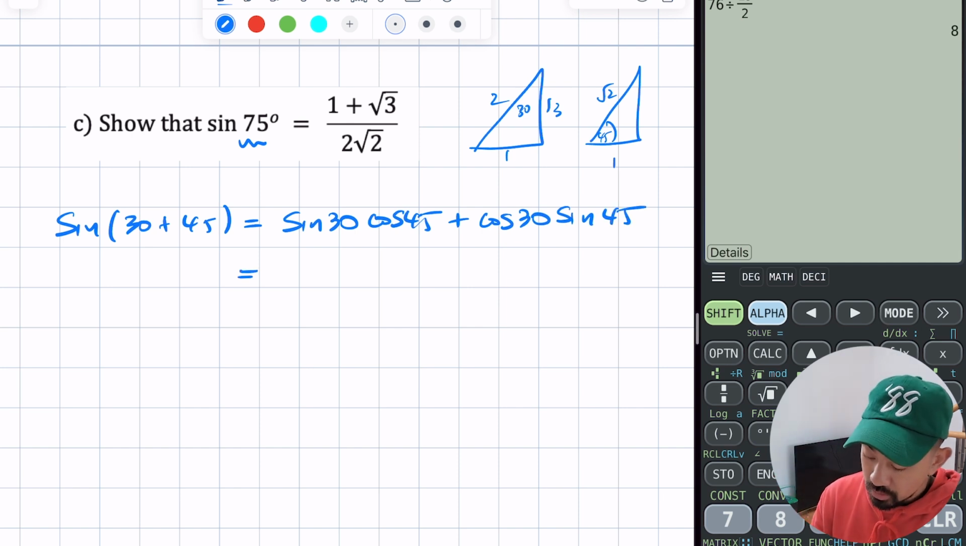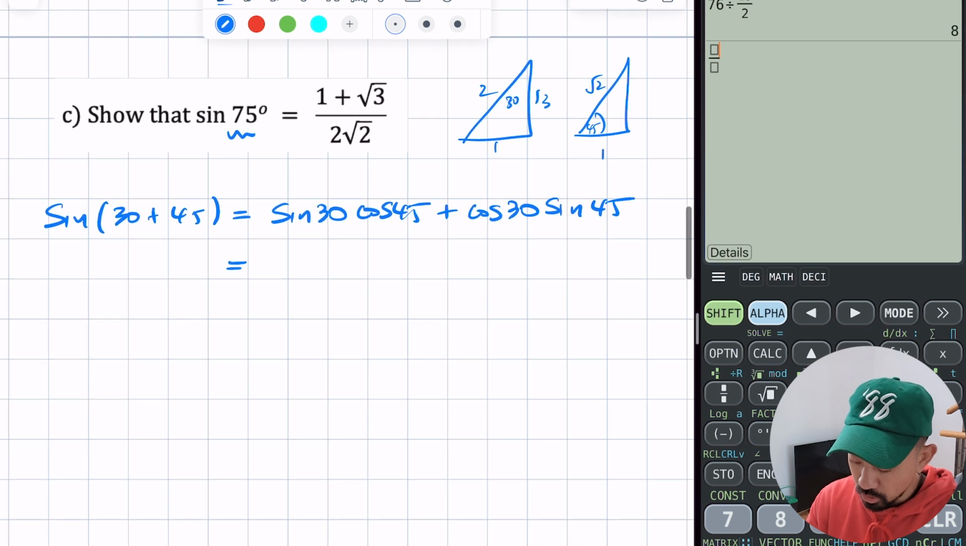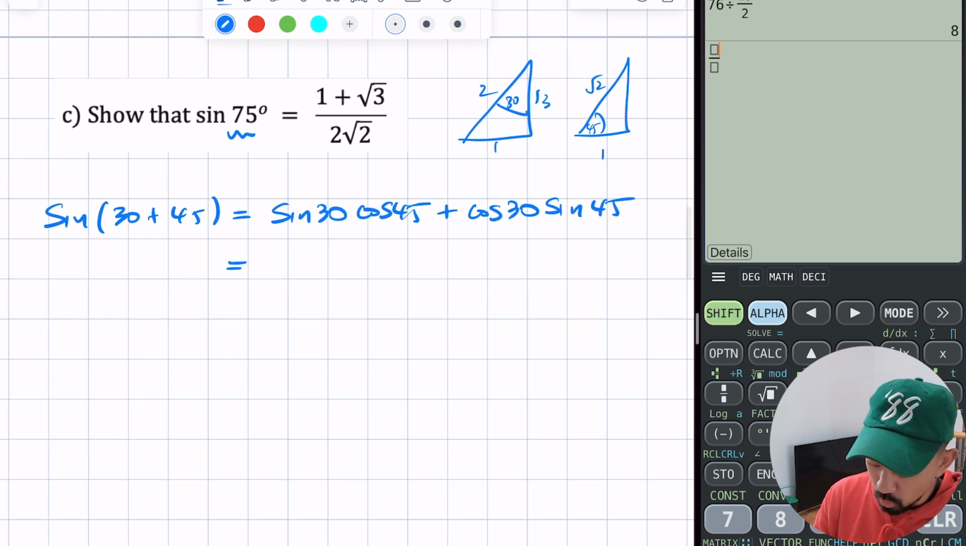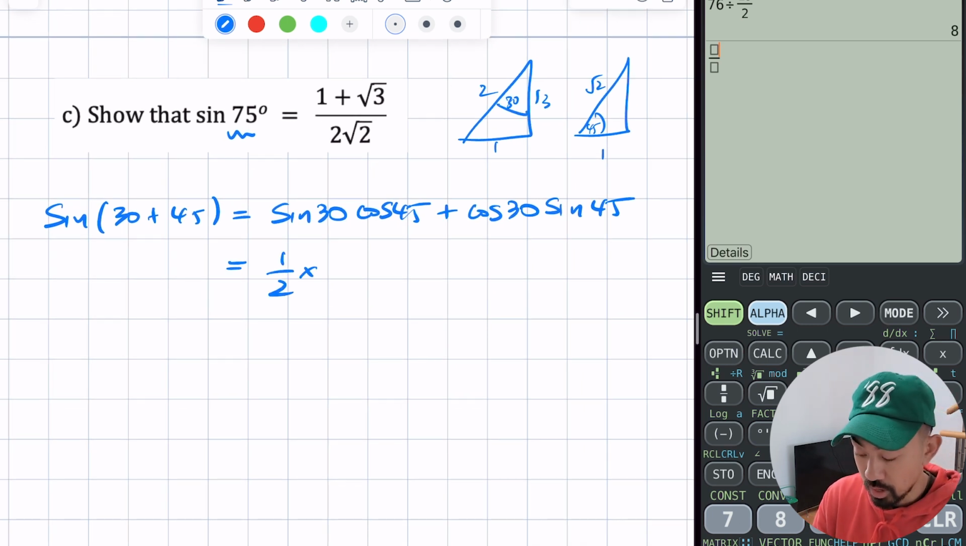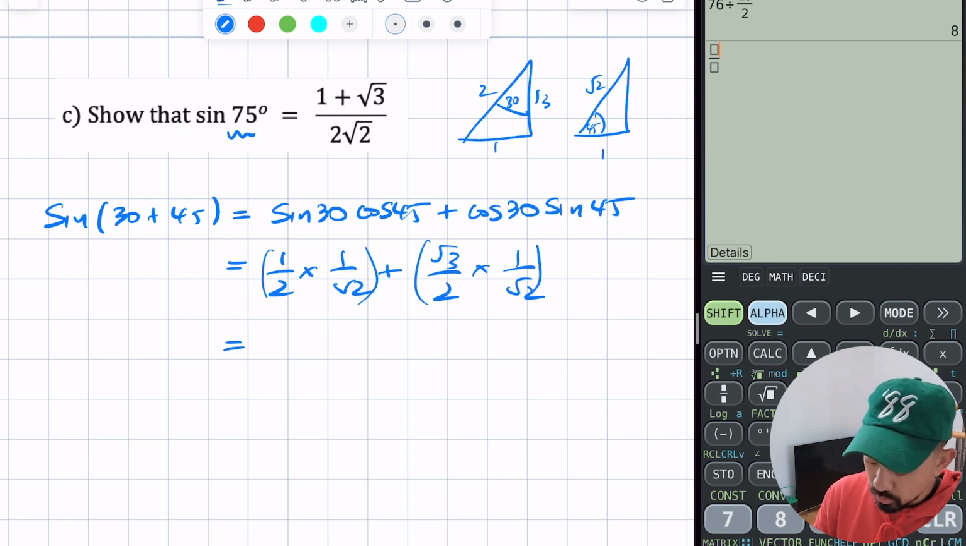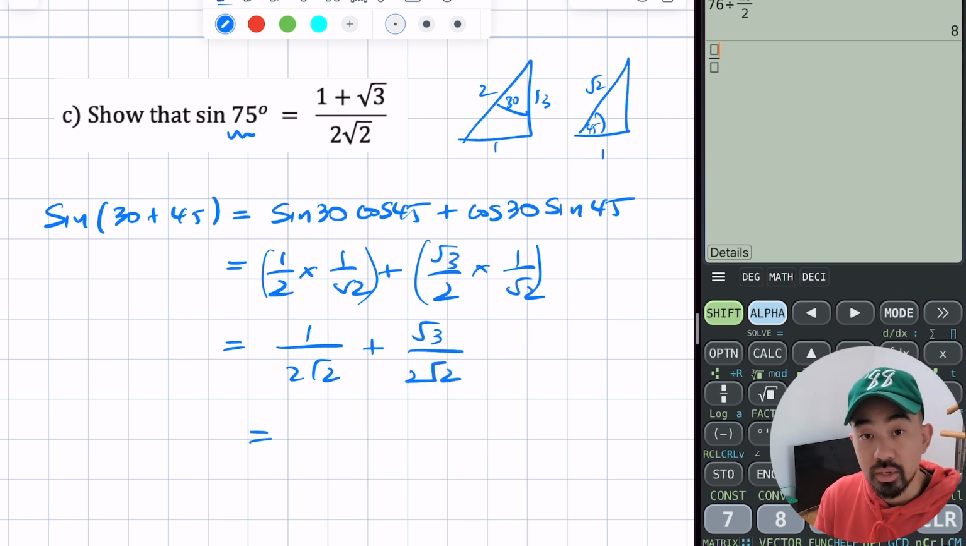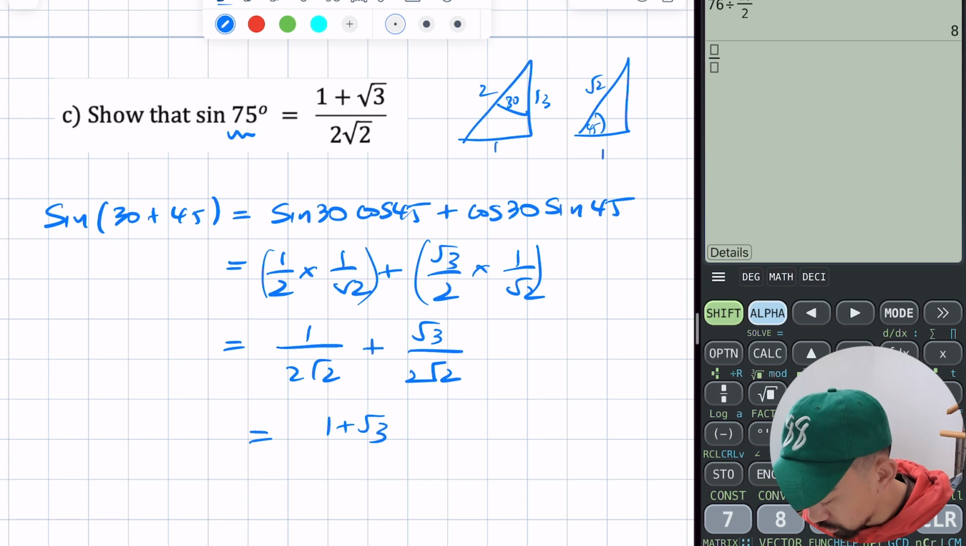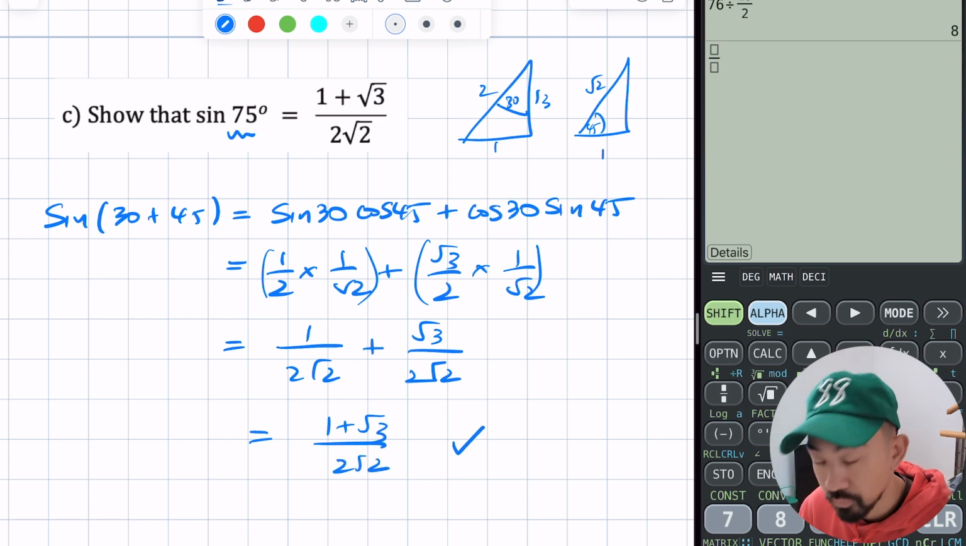It's pretty easy to remember, it just alternates, okay? So sine 30 is up here, so that's going to be opposite over hypotenuse, so 1 on 2 times cos 45, which is 1 on root 2, plus cos 30, which is root 3 on 2, times sine 45, which is 1 on root 2. Okay, so just simplify these in pairs. So that's 1 on 2 root 2 plus root 3 on 2 root 2. Bring it together, so that's 1 plus root 3 on 2 root 2, and you are done.